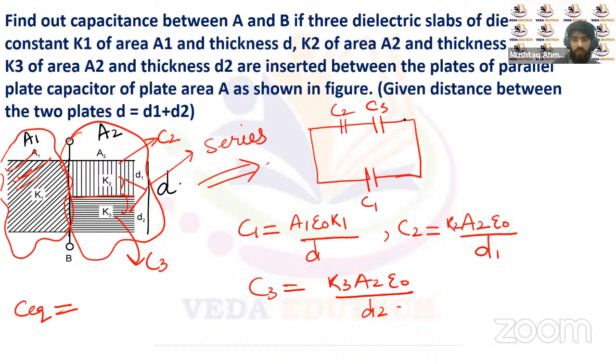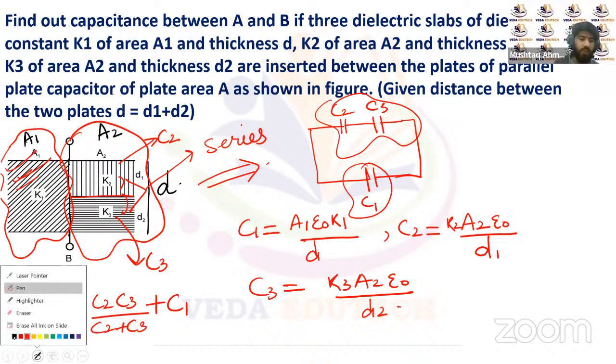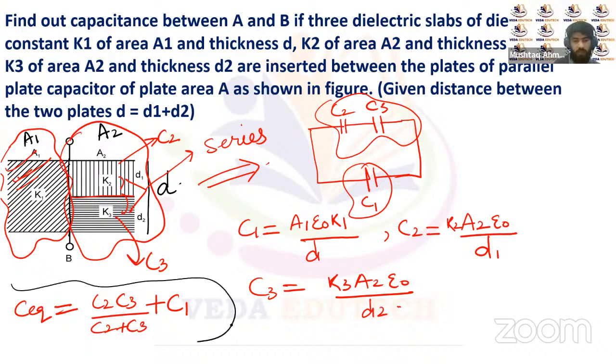Now you can see here, the equivalent capacitance of this part will be: these two, C2 and C3, are in series, so their equivalent will be C2 C3 upon C2 plus C3. And this equivalent will be in parallel with C1, so the total equivalent capacitance will be plus C1. This is the equivalent capacitance of this circuit. So this is how we can find the equivalent capacitance of a capacitor.